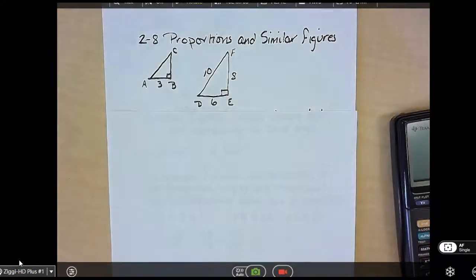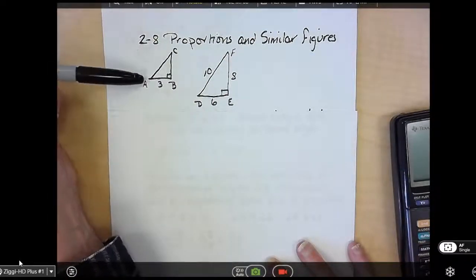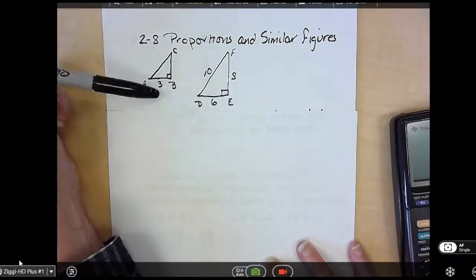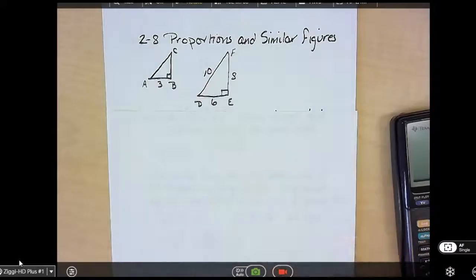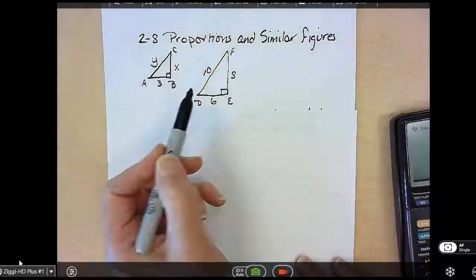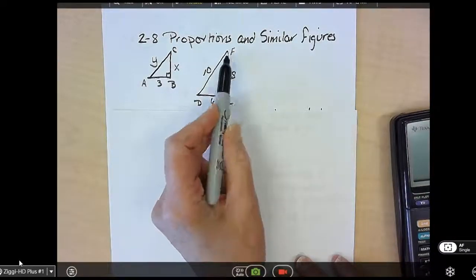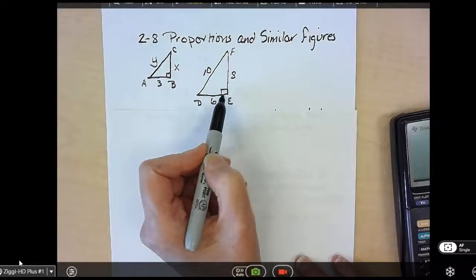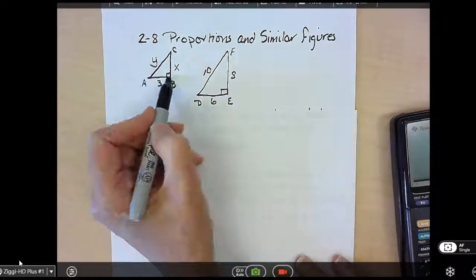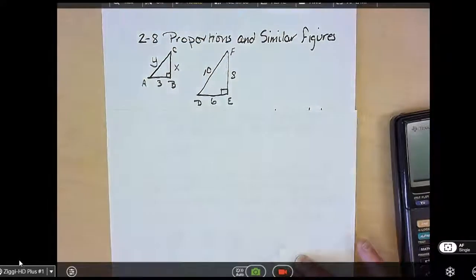All right, 2-8, proportions and similar figures. So if I look at the drawings I have here, ABC is a triangle. I have one length there. I could call this side X, this side Y. In the larger triangle, I have triangle DEF. It has sides of 6, 8, and 10, and it shows a right angle at angle B and angle E.